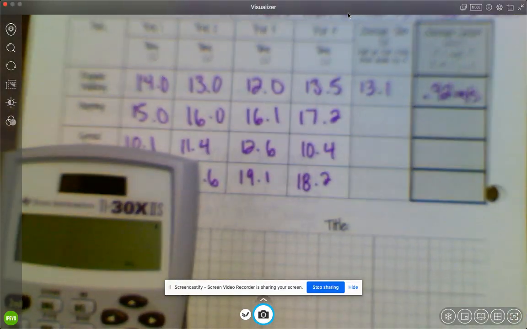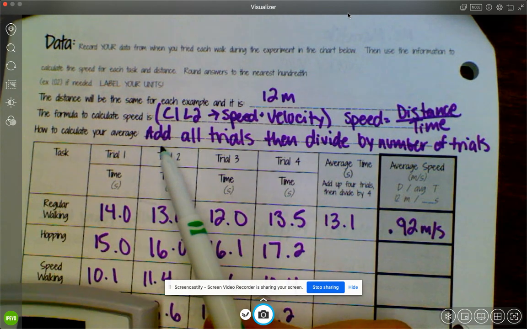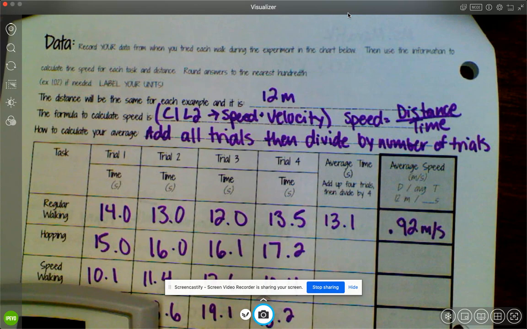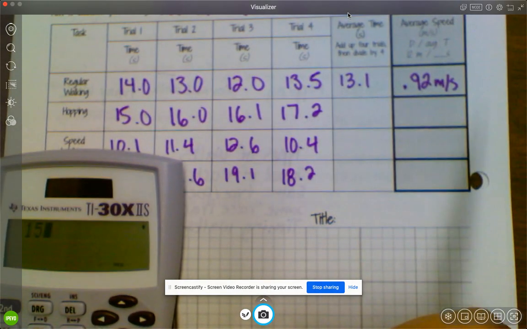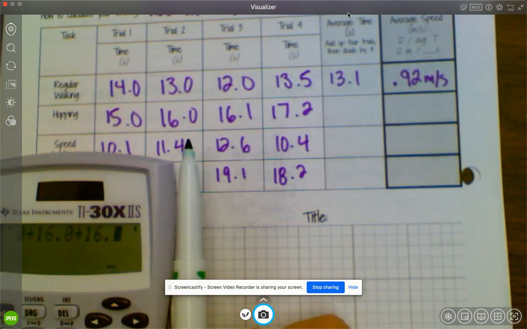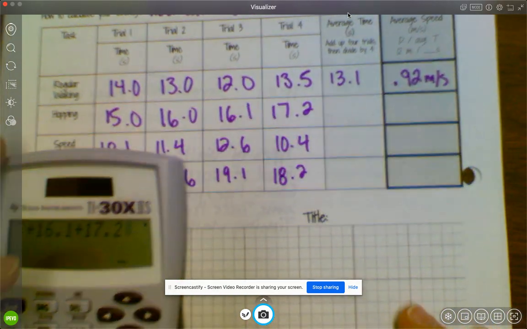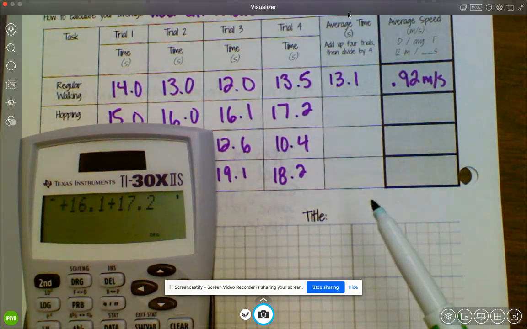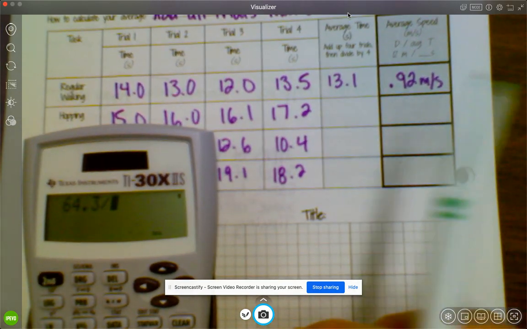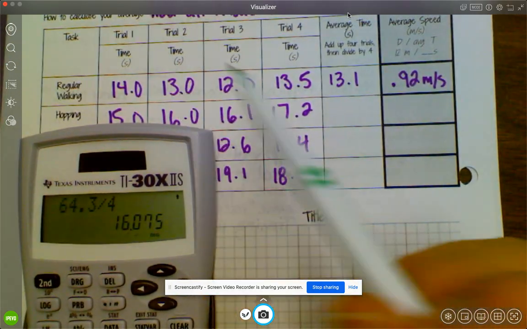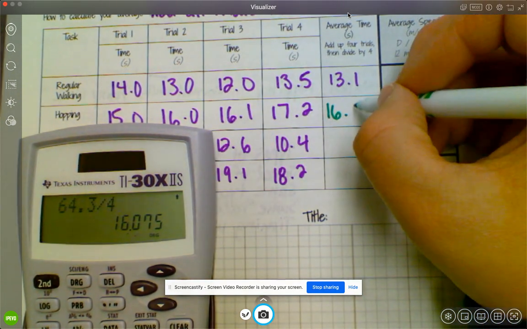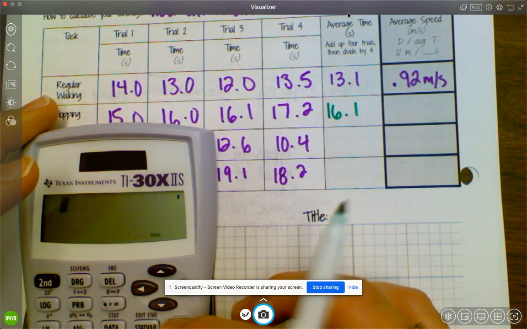So to get your averages, remember, we wrote down, you need to add up all the trials and then divide by how many trials you have. So we're going to do that first. For this first one, if you want to pause the video and get this yourself for your own, this would be a good time. But if you want to look at this first example, when I added up all of my hopping numbers, I get 64.3. 64.3 divided by, I have 4 trials, gives me 16.075, so I'm going to go 16.1. And then I'm going to do this for all of them.